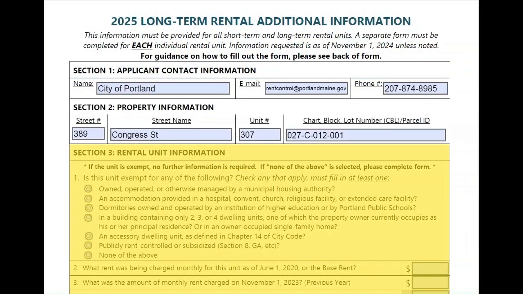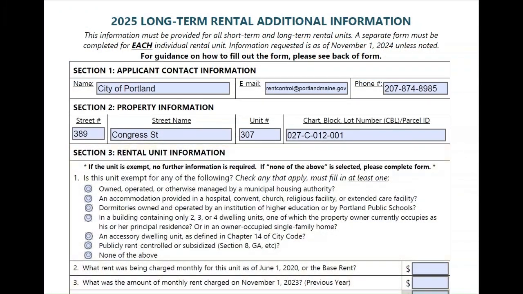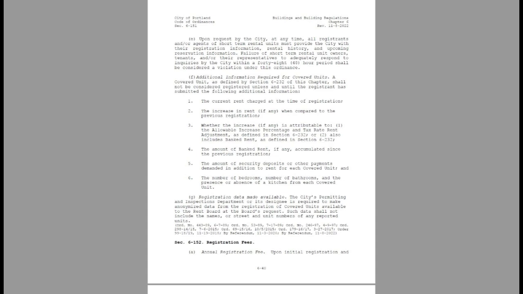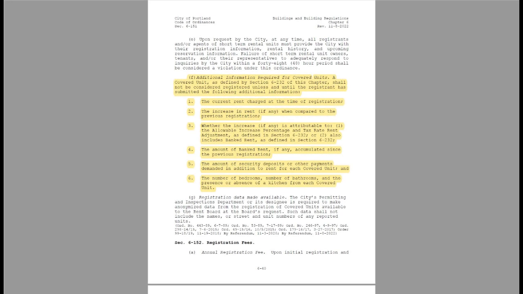Section 3 is where the individual rental unit information is filled out. This information is required to be submitted every year as part of the license renewal process. This section is intended to be a summary of the rent charged over the previous year and any rent increases applied in that year.